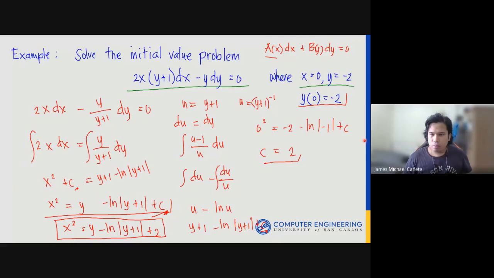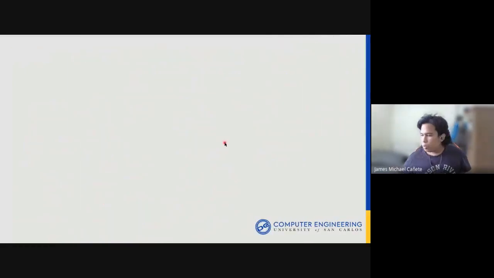So, let's do one more example. Okay ra, so far. Easy ra gyud siya. That's how we identify if a first order differential equation is variable separable.